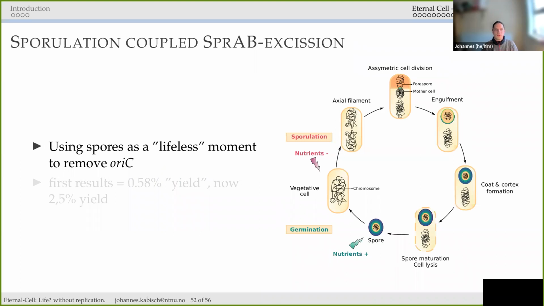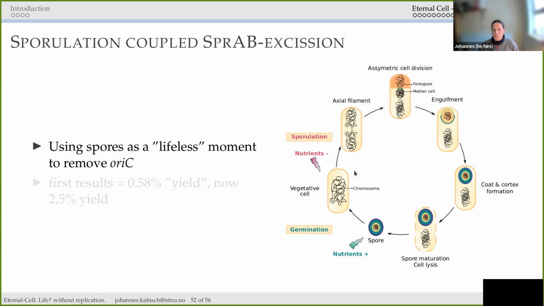So what's the status quo at the moment? We have sporulation coupled SPRAB excision, and I will dwell a little longer on this. So we have these two problems. We have too little yield, and we have this contamination by association. So what we thought of doing now is kind of use the fact that Bacillus subtilis can sporulate. And this is a very short introduction into sporulation.